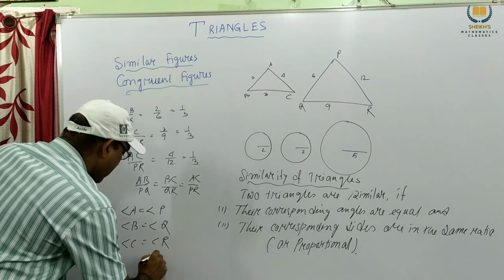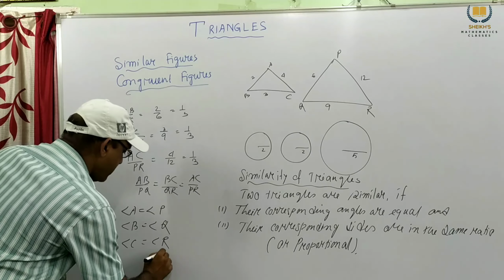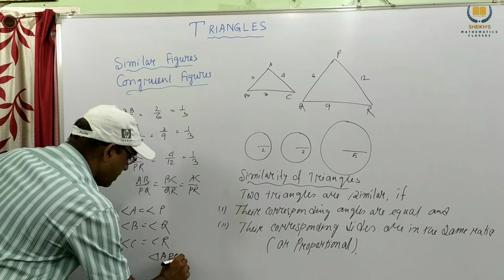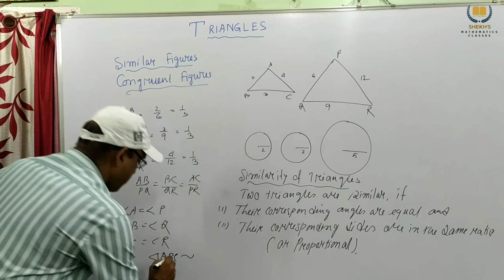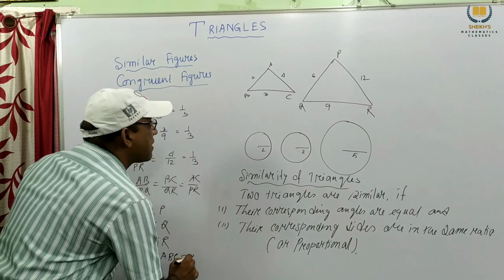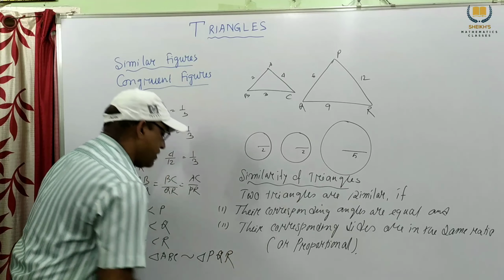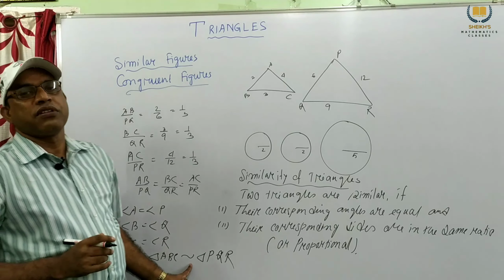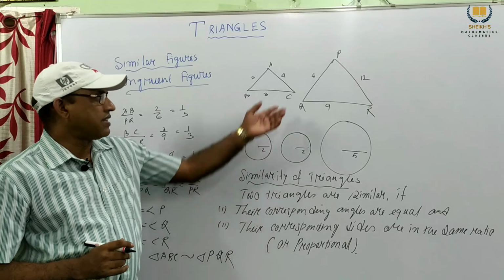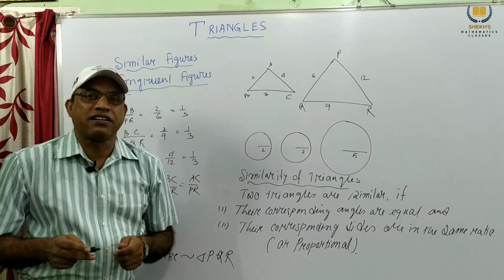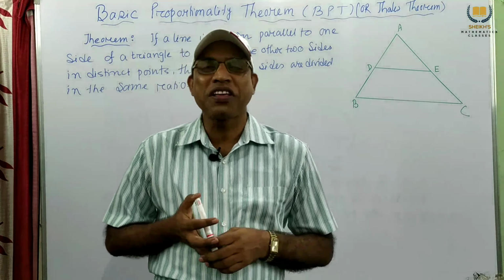Then we can write triangle ABC similar to triangle PQR. These two are called similar. This symbol is similar. Then these two triangles are similar. These are the conditions. Now we consider a very important theorem.